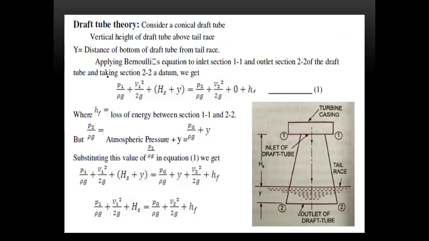The theory of the draft tube. Consider a conical draft tube, with vertical height of the draft tube above the tail race. Y is equal to the distance of the bottom of the draft tube from the tail race. Applying Bernoulli's equation to section 1-1 and section 2.